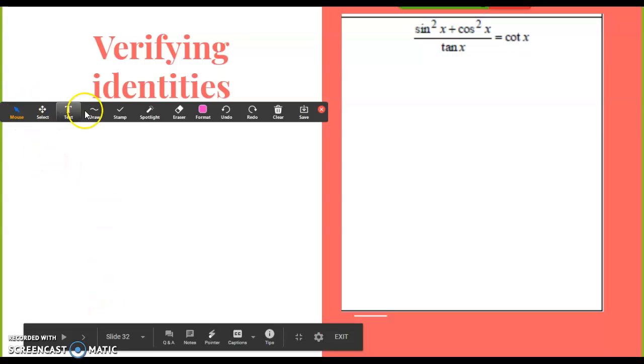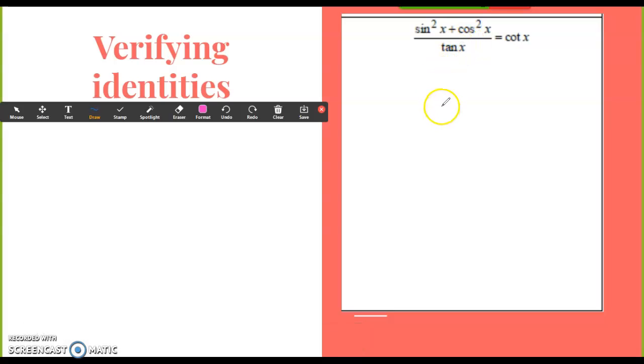All right, let's move forward verifying identities. We need to prove that the sine squared of theta plus the cosine squared of theta over tangent of x is equal to the cotangent of x.